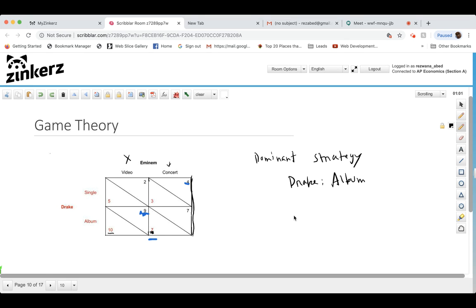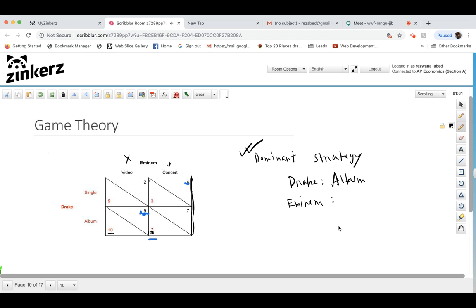Like, what's the most difficult analysis question that we can get out of here? So let's see. You might be asked questions about dominant strategies. So does Eminem have a dominant strategy?